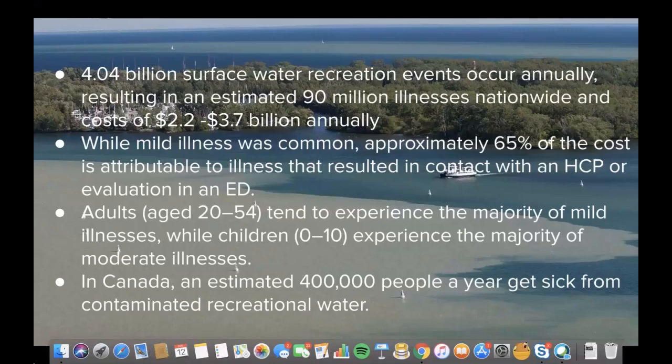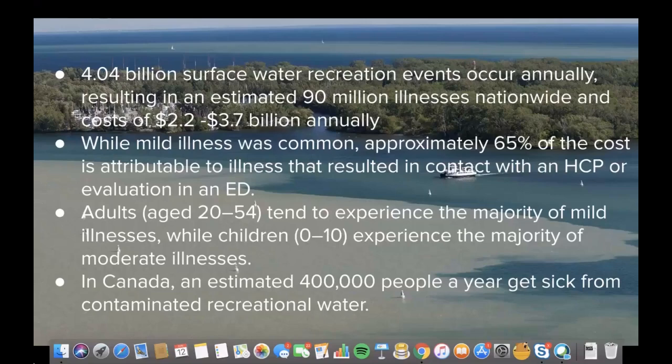So just to give you some numbers, and this is a study that came out in 2018 by the University of Illinois. We had heard that number of 3.5 million people getting sick every year from the EPA, but they combined a lot of different research from EPA and other major national studies and found that it actually had been quite lowballed. We're seeing of the 4.04 billion surface water recreational events that occur every year, it results in 90 million illnesses, and it costs between $2.2 and $3.7 billion a year.